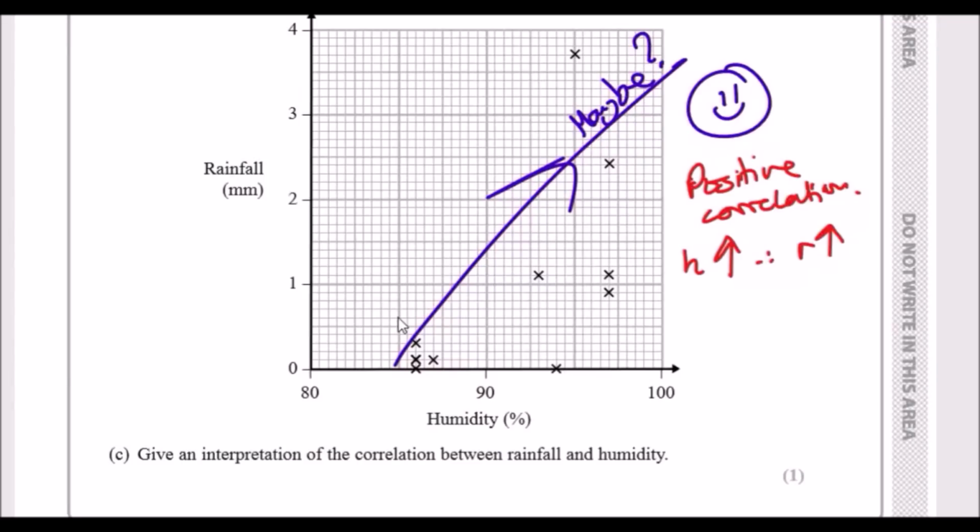And what does this tell us? Well, we have to firstly give an interpretation of the correlation between rainfall and humidity. So all I just said: as humidity increases, the rainfall increases. So as H goes up, rain goes up. In your answers, it's best to say firstly that there is a positive correlation between humidity and rainfall. And in turn, this implies that as humidity increases, rainfall is expected to increase.